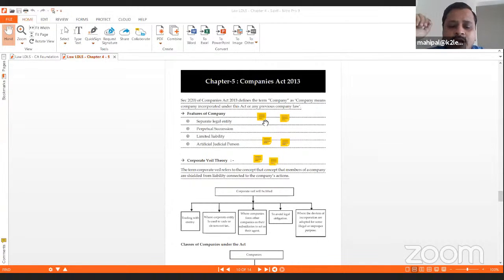Company means a company incorporated under this Act or any previous company law. The features of a company include separate legal entity, which is determined by case law.